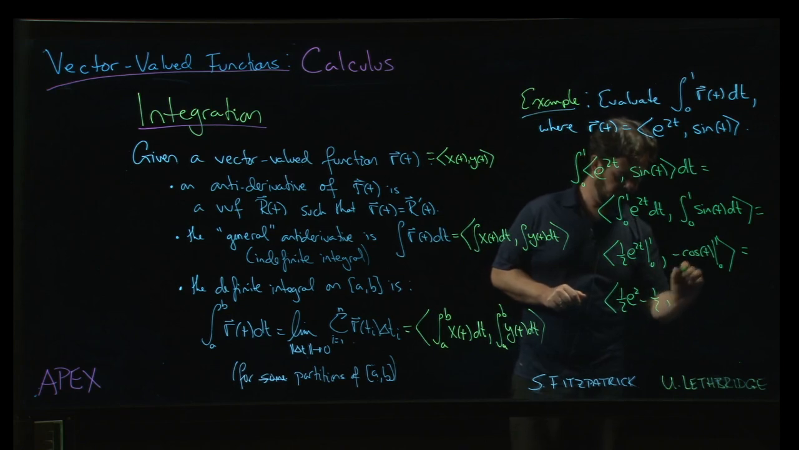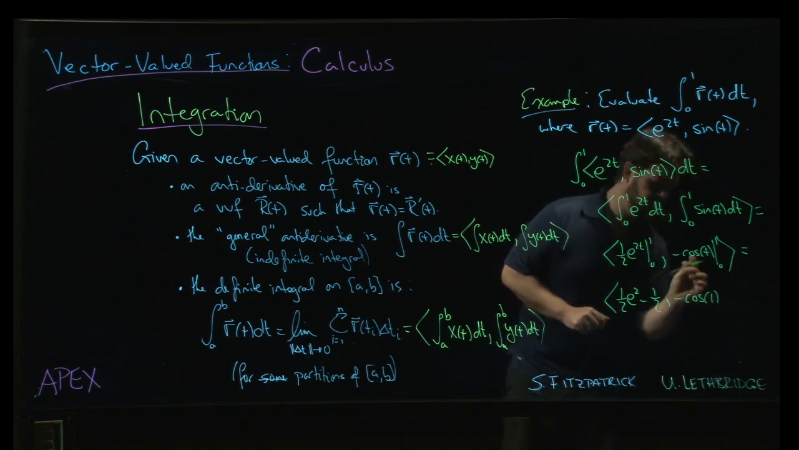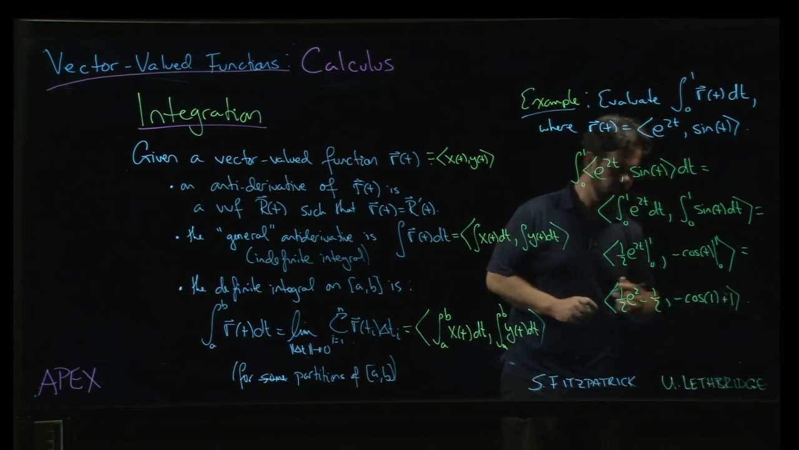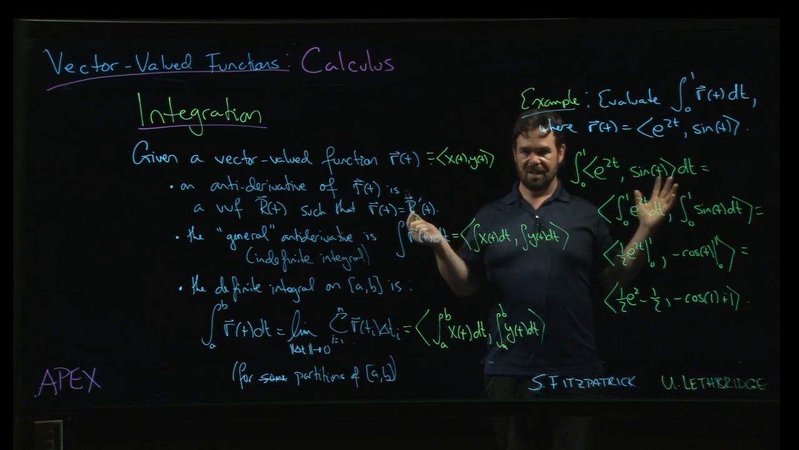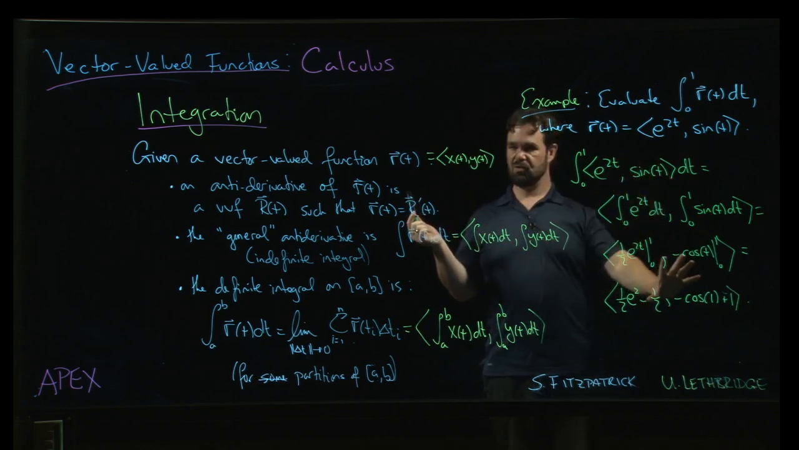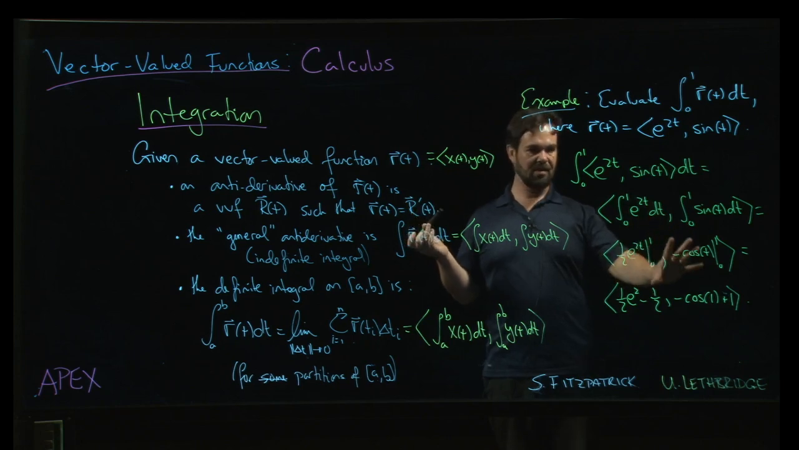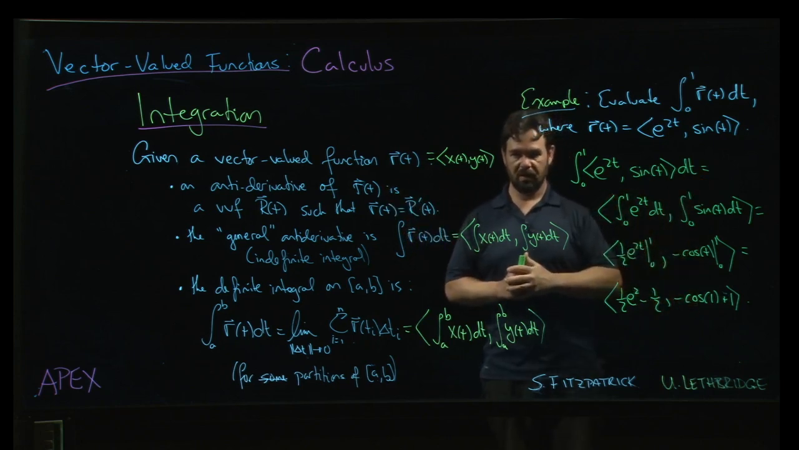And then we're going to have minus cosine of 1 minus minus, and then minus minus 1 becomes plus 1, right? Plus 1. Okay, that's it, right? So nothing too tricky here. It's the usual, you know, basic calc 1 kind of integration here. We just have to do it twice because we have two components for our vector-valued function.